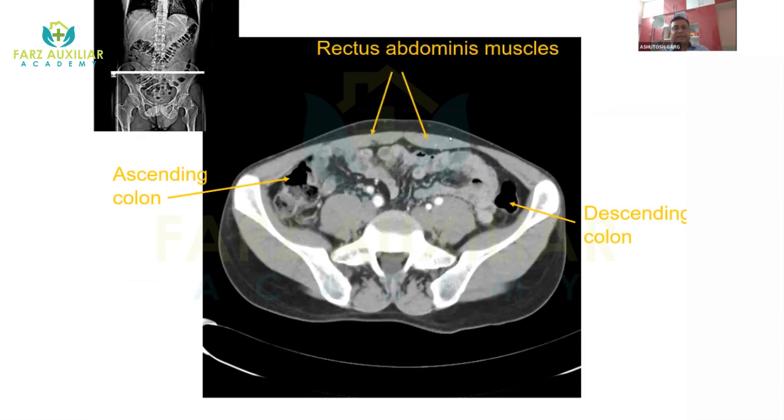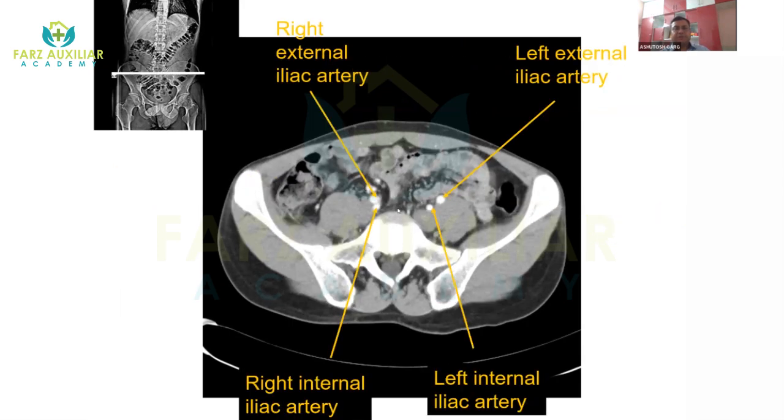and this is the rectus abdominis muscle. This is the descending colon or ascending colon. These are small intestinal loops. Then right external iliac artery and right internal iliac artery, left internal iliac artery and left external iliac artery.